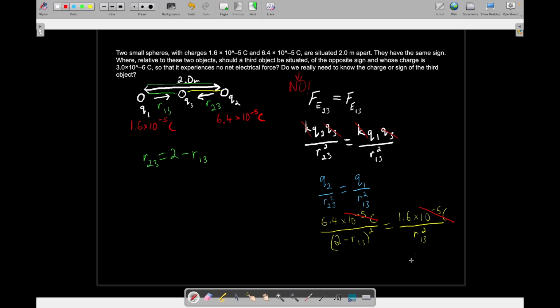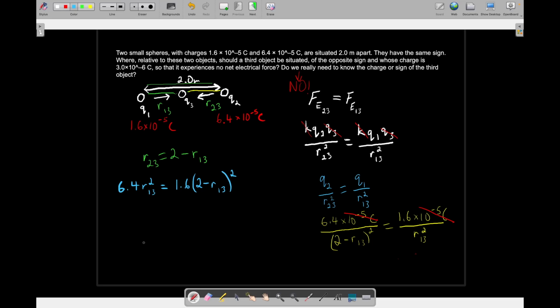Now we can solve this eventually using the quadratic formula, but first we have to do some rearranging. I'll continue this on the left side over here, in blue. If we cross multiply, we will get 6.4 times R13 squared equal to 1.6 times (2 minus R13) all squared.